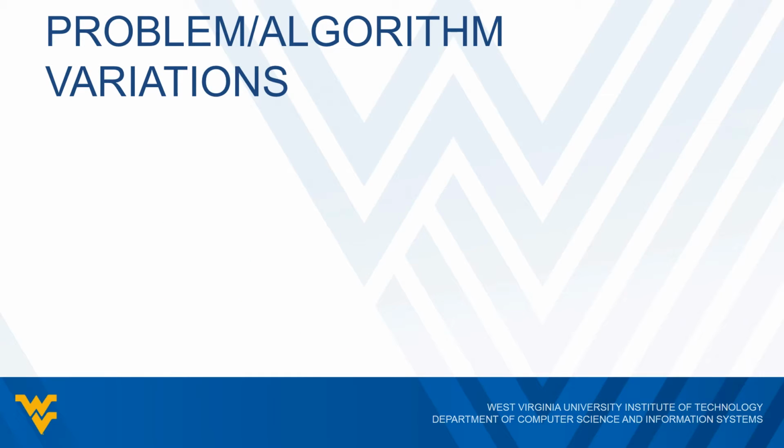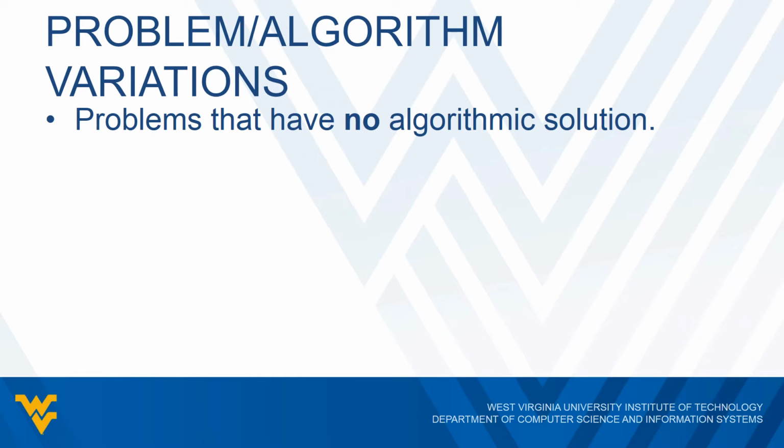Now there are some variations of these problems and algorithms that are worth considering. So for instance, there are some problems out there that just have no algorithmic solution. So like for example, let's say you were asked to find all the digits of pi. There is no solution to that because the number of digits is infinite. We can try to come up with the next digit, the next decimal place for pi, but we're not going to be able to actually solve that problem. The point is that there are problems that just do not have a viable algorithmic solution. And there's not really much we can do for those types of problems.